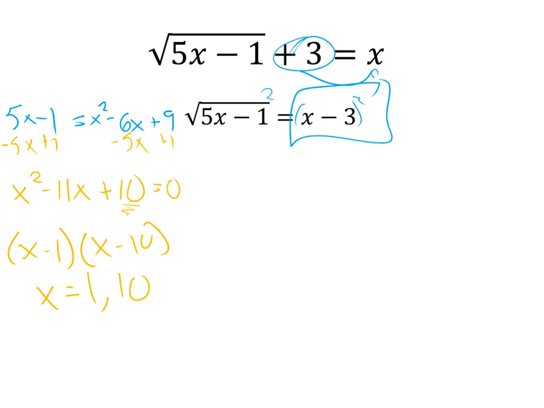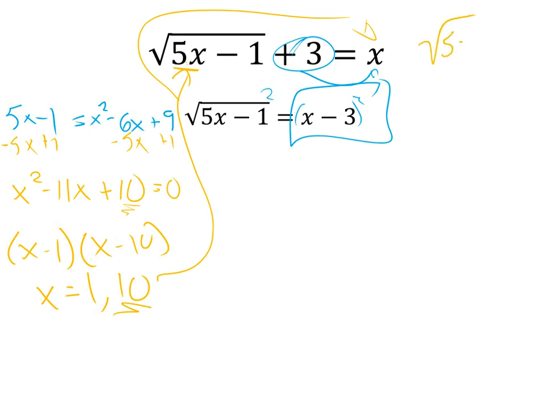Now, are those actual solutions? That's the question. And so what we do is we take both of these and plug them back into both of the original problems. Okay, when we plug in a 10, we get 50. 50 minus 1 is 49. The square root of 49 is 7. 7 plus 3, does that equal 10? Yes. So 10 works. And now we plug in a 1.